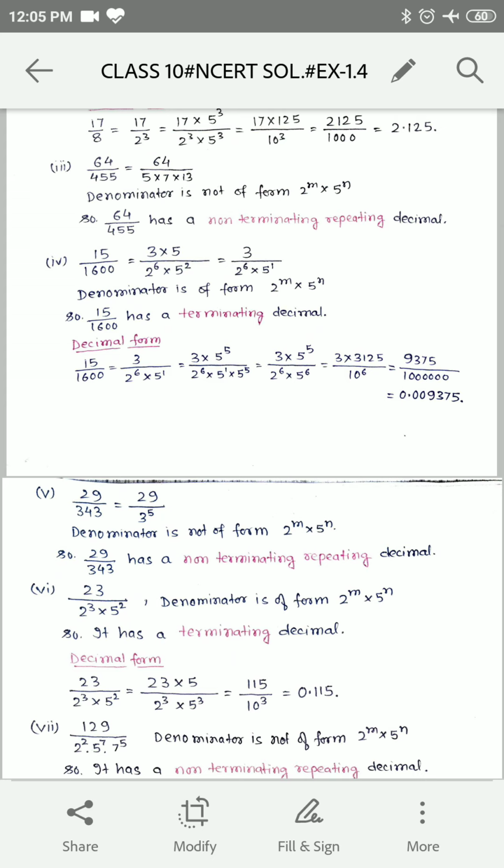This is the solution up to question number 4, and in question number 5, it is 29 upon 343. In the same way, you will find out the prime factorization of the denominator. Here we find only 7 to the power 3 in the denominator. That's why it is a non-terminating repeating decimal. Try it by yourself.